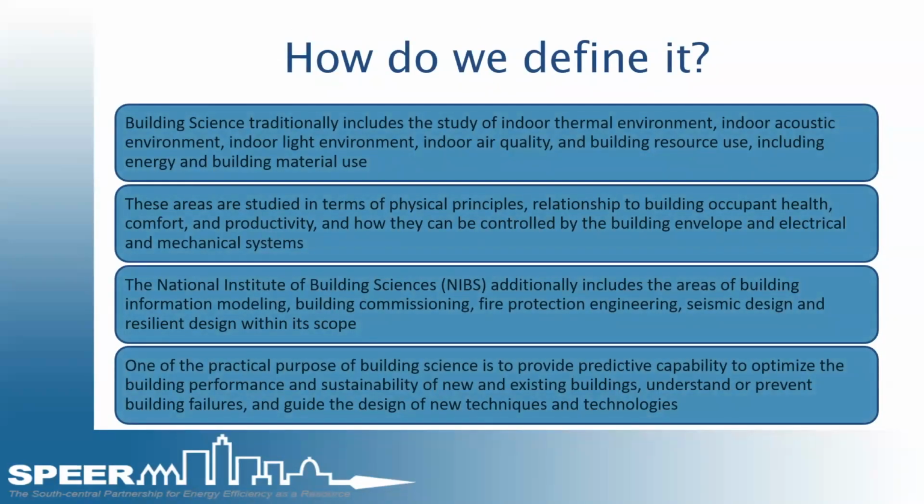So I'm not going to read all of these, but how do you define it? This is coming directly off Wikipedia. But the very first one, building science traditionally includes the study of indoor thermal environment, indoor acoustic environment, indoor lighting environment, indoor air quality, and building resource usage, including the energy and building materials that are used to do that. So it's a study of how that works. Knowing the relationship and how these things fit together is the best way to approach an inspection. As I was teaching my guys in the field, I ran through that with them on how to do the energy code.